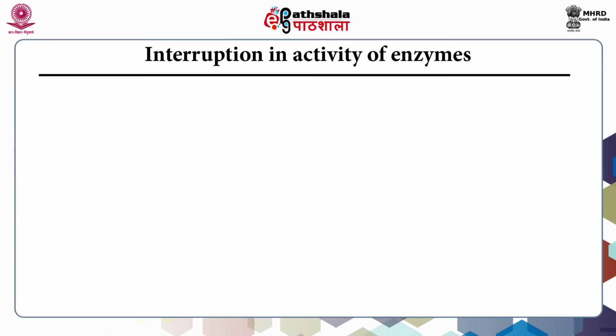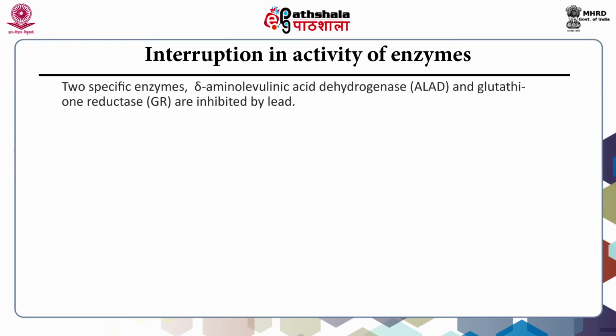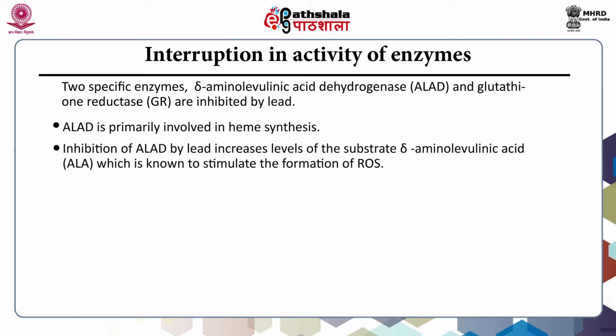Interruption in the activity of enzymes. Two specific enzymes, delta-aminolevulinic acid dehydrogenase and glutathione reductase, are inhibited by lead. ALAD is primarily involved in heme synthesis. So, inhibition of ALAD by lead increases levels of the substrate, that is delta-aminolevulinic acid, which is known to stimulate the formation of ROS.